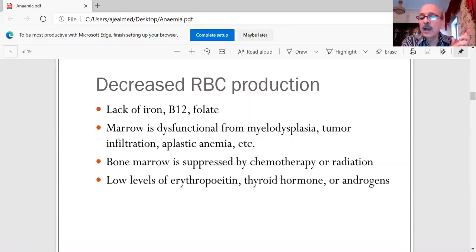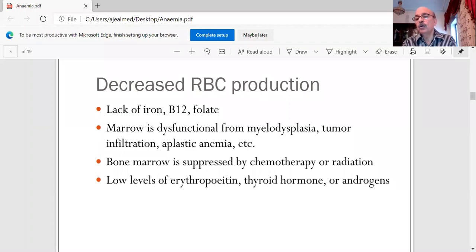The bone marrow can get infiltrated with malignant diseases, say multiple myeloma infiltrating the bone marrow. In a female, commonly breast carcinoma can metastasize to the bone marrow, okay? Myelodysplasia is a condition which can affect the bone marrow as well, and all these ultimately will lead to anemia. The bone marrow can be suppressed by chemotherapy and radiation, okay? Chemotherapy and radiation are often used in the treatment of malignant diseases, but they will suppress the bone marrow either temporarily or permanently.